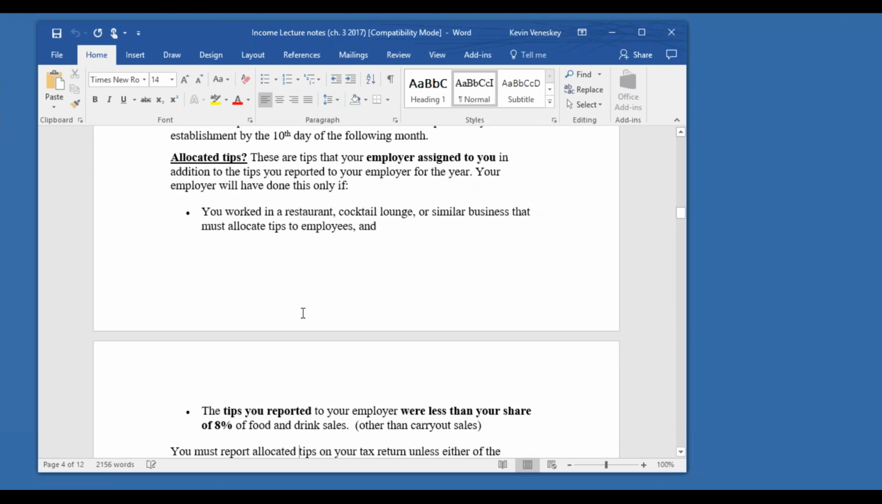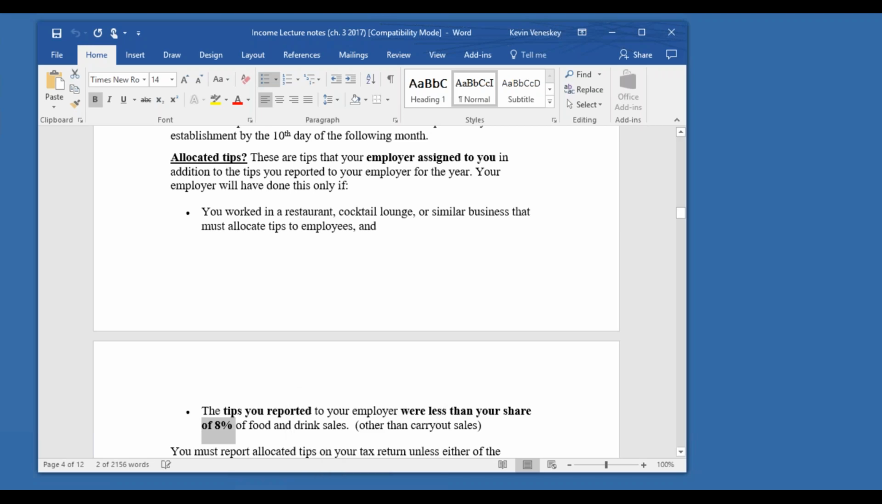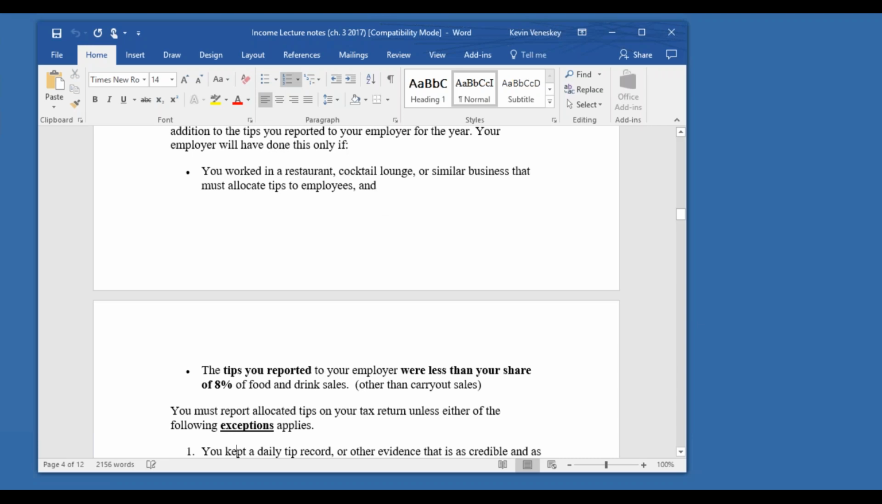Tips, I'm going to skip through this fairly fast. Basically, the employer is allowed to tack on to your income if you did not report a certain amount of tips. If you did not report at least 8% of the gross sales that you made, not including carryout sales, they then will tack on and say you earned that, and you will pay taxes on that.